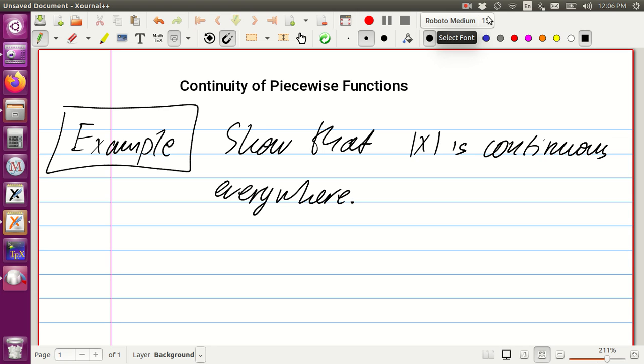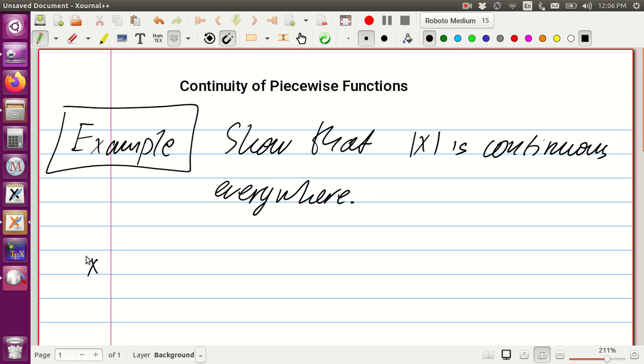Hello students, welcome to this lecture in which we'll start by talking about continuity of piecewise functions. The first example that we're going to do is to show that absolute value of x is continuous everywhere.